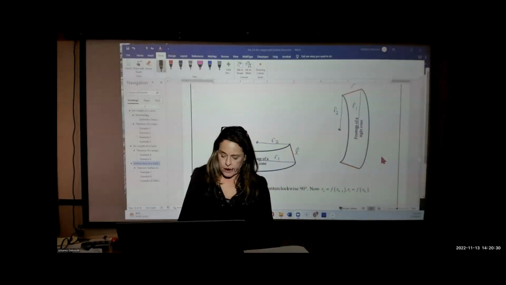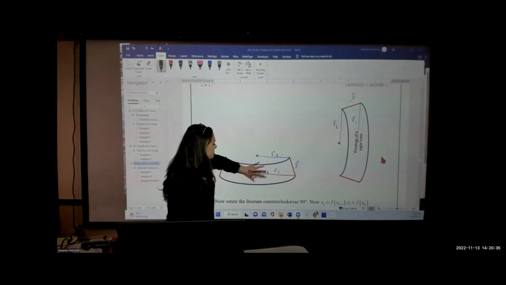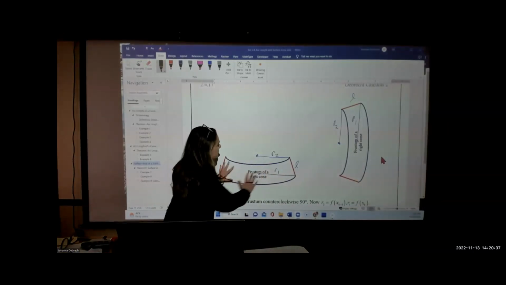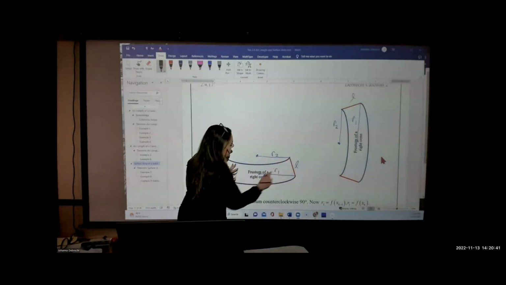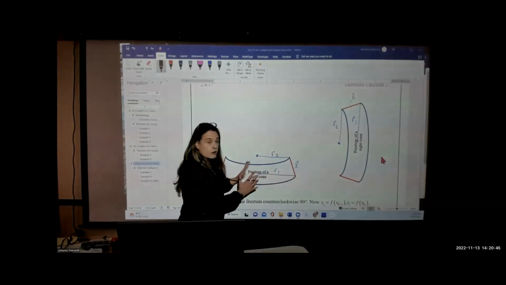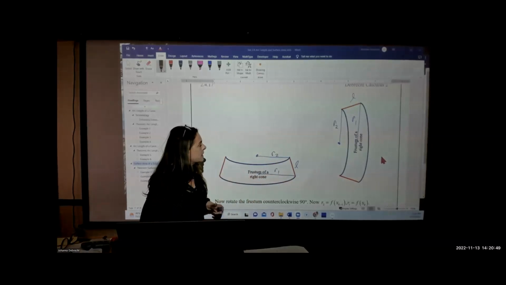Well, in order to do that, we want to first go ahead and label R2 and R1 in this flattened out section. If we flatten it out, you can see that R2 goes from the center to the edge, and R1 does as well. And R1, of course, is going to be longer than R2 because it's coming from the base, which has a larger radius.